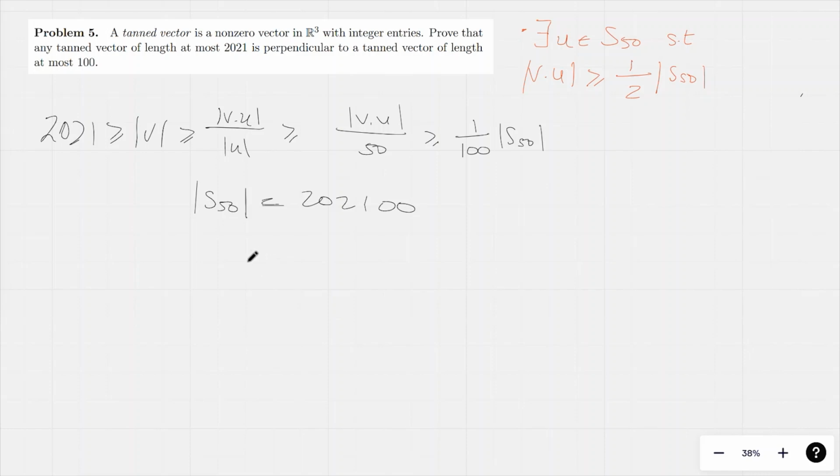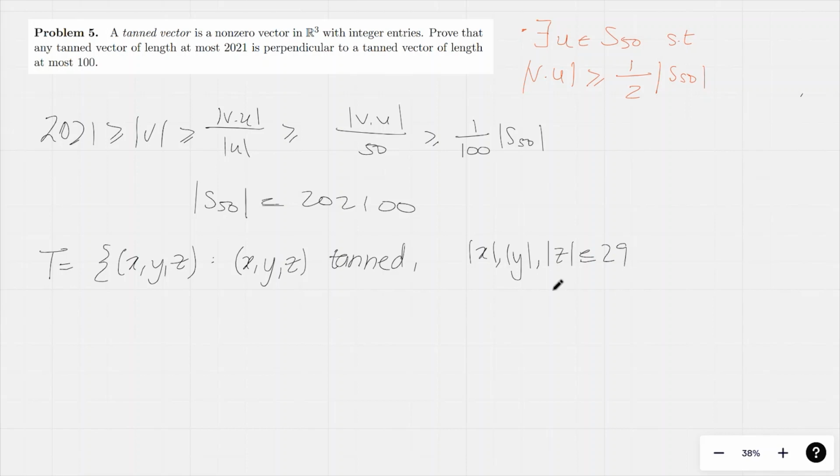Now what I'm going to do is show that S50 actually has to be bigger than this size here by showing that there's a subset of S50 which is bigger than this guy here. So what is that subset? So we're going to call that subset T, and it's going to be the set of x, y, z for which x, y, z is tanned. So it's a non-zero vector with integer entries, and each of x, y, and z are less than or equal to 29 in absolute value.